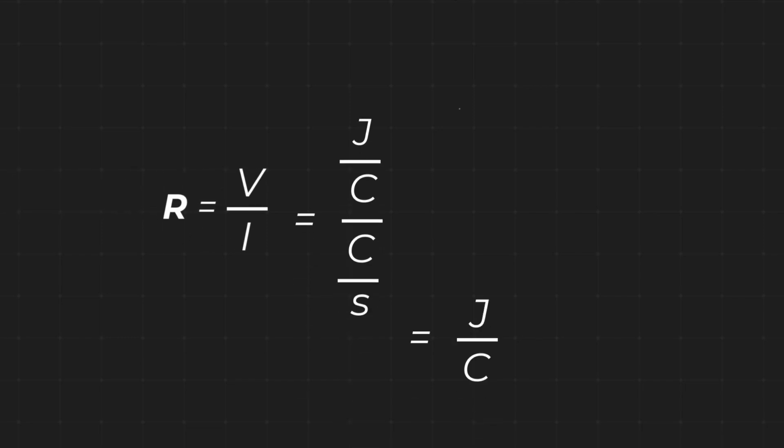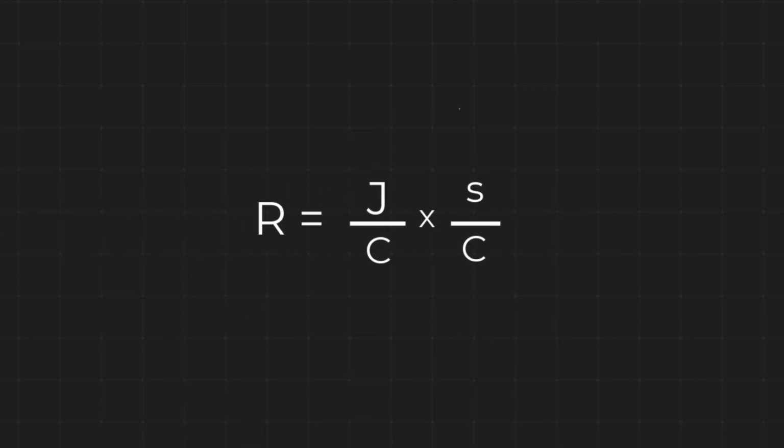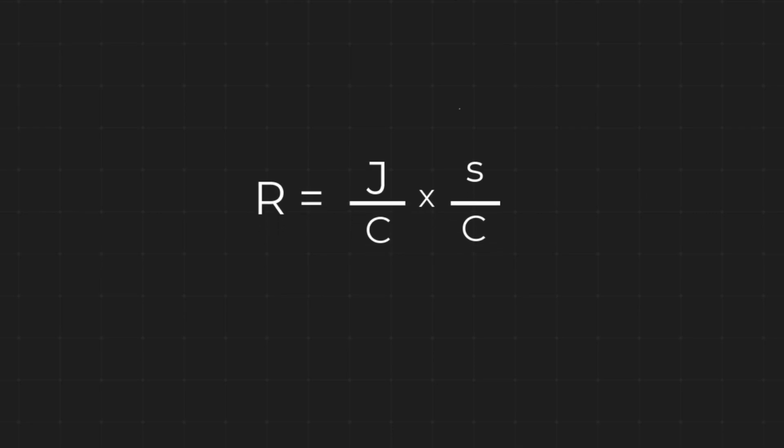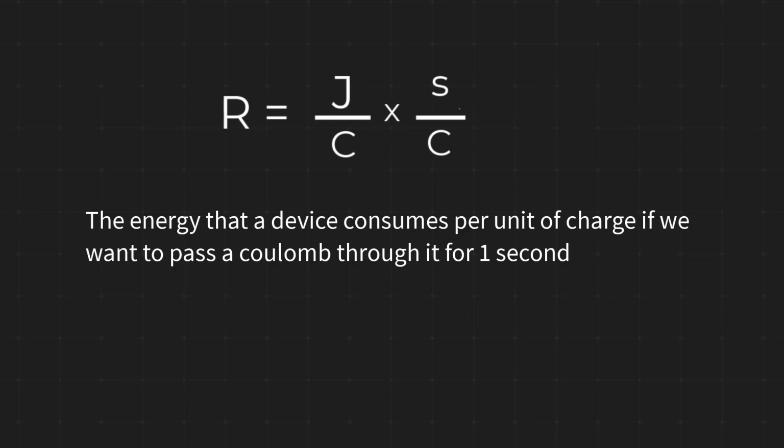In the end, if we do some algebra, we're going to have that resistance is equal to joules per unit of charge times seconds per unit of charge. This means that resistance is the energy per unit of charge needed in 1 second to deliver 1 coulomb. In other words, how much energy per charge you will need, given a certain resistance, if you want to make 1 coulomb of charge pass through in 1 second.